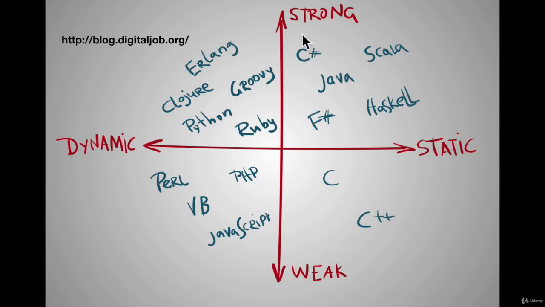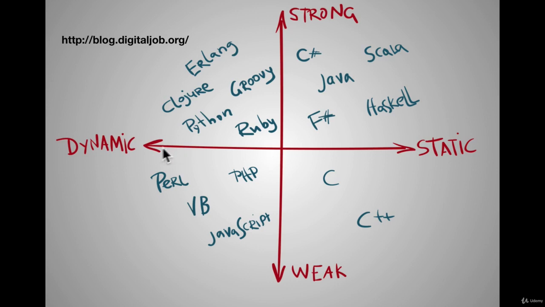Let's talk about strong and weak typing. A lot of people tend to use these terms interchangeably. That is, they tend to say, oh, a dynamic language is weakly typed and a static language is strongly typed, which simply isn't the case. As you can see here on the graph, you can have a weak language that is statically typed and a strong language that is dynamically typed. So let's make this clear.